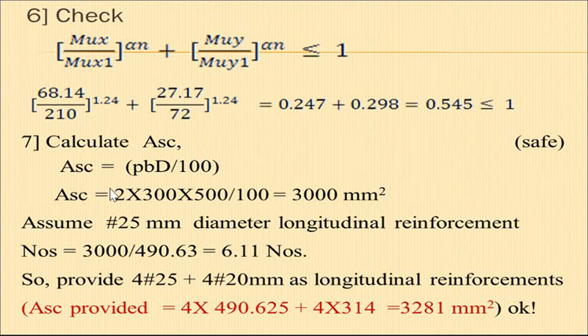Then calculate ASC. ASC is equal to percentage; we have considered 2% of the total cross section. That's why it is 3000 mm square. Assume 25 mm diameter as a longitudinal reinforcement and find out the numbers. It is 6.11. So instead of 8 bars, we can provide 4 bars of 25 plus 4 bars of 20 as a longitudinal reinforcement, so that the ASC provided is 3281. Requirement is 3000. That's why okay.